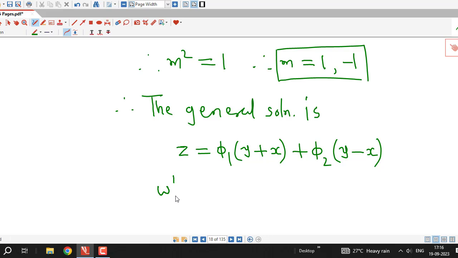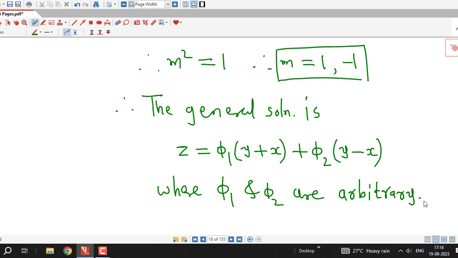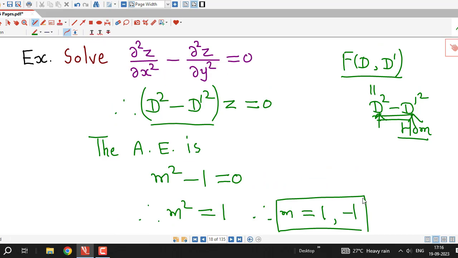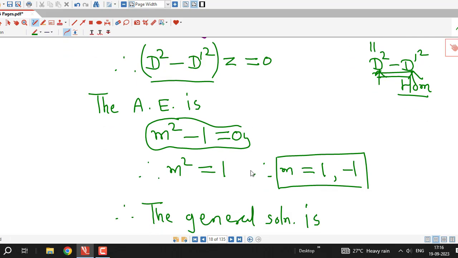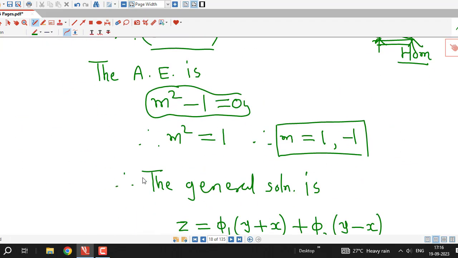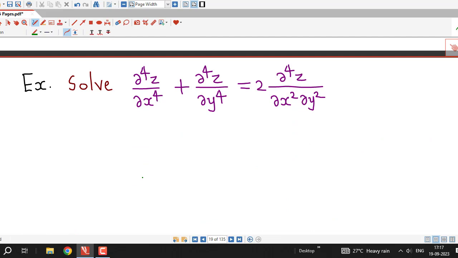And here phi 1 and phi 2 are arbitrary functions, or we can simply write phi 1 and phi 2 are arbitrary. So here we have distinct roots in the solution of the auxiliary equation, and we have seen the method for solving this type of equations in lecture number 2. If you have not seen lecture number 2, then first watch lecture number 2 to understand this method, and then go for this lecture. I have taken another example.